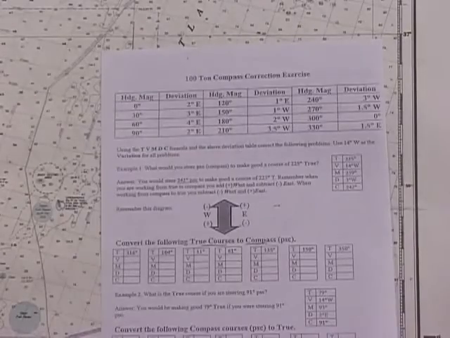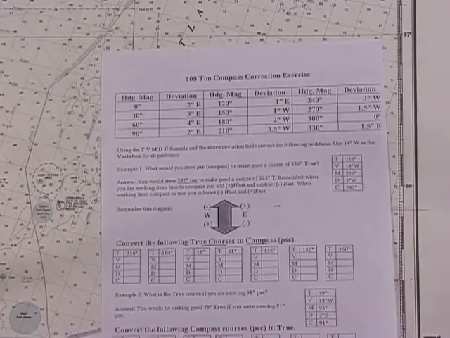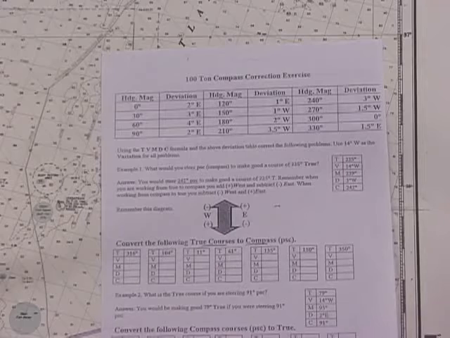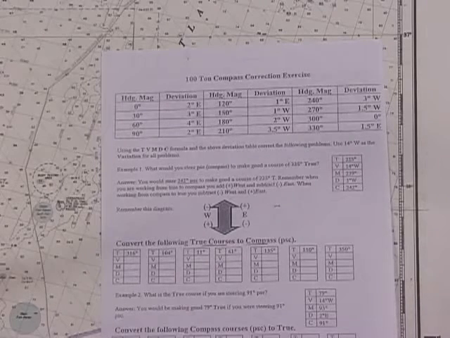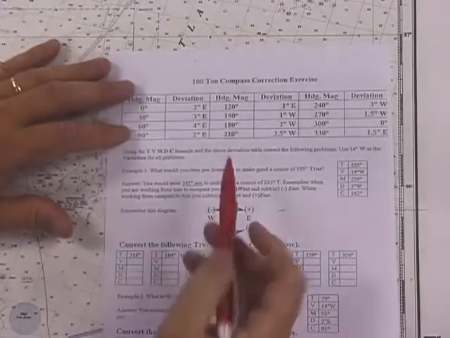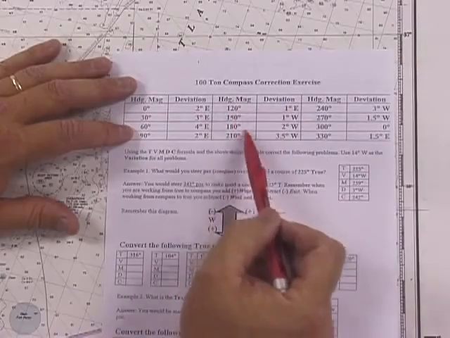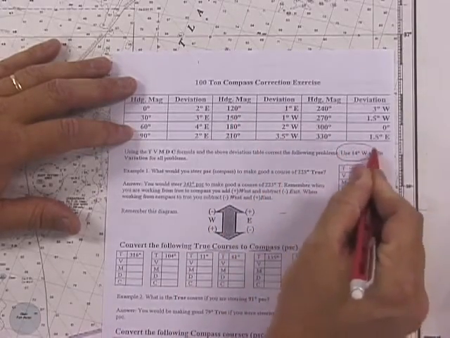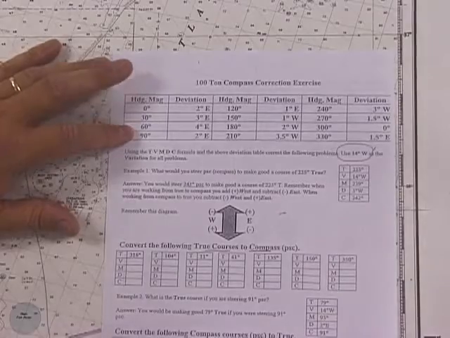Okay. All right, now we're going to take our compass and work a couple of problems to make sure we get an understanding. When we start plotting, we'll go back over and work these again so you can catch on to it. It just takes practice. On the compass correction handout, they give you a deviation table, and they say we're going to use 14 west for all of these problems.